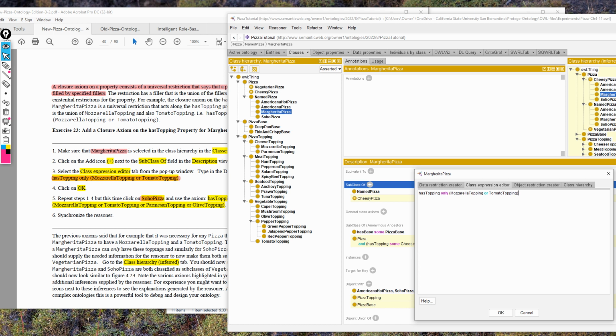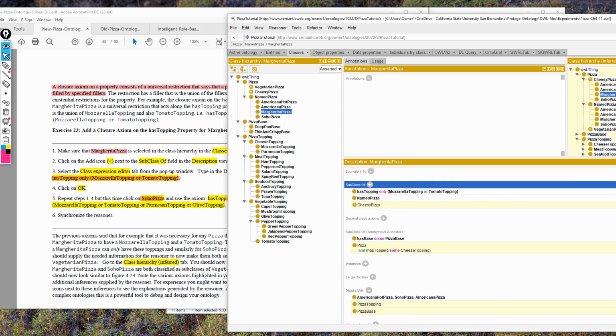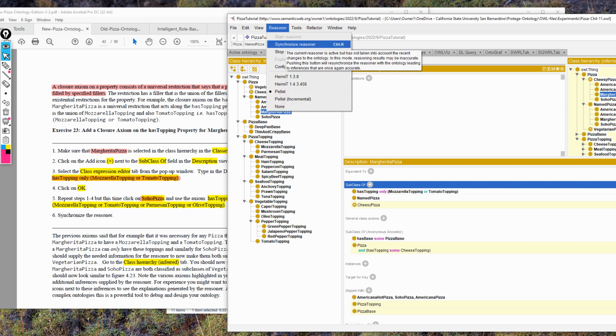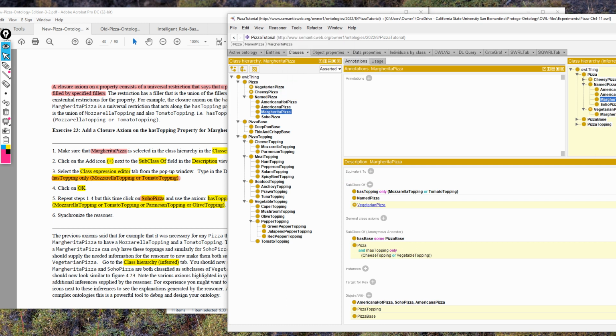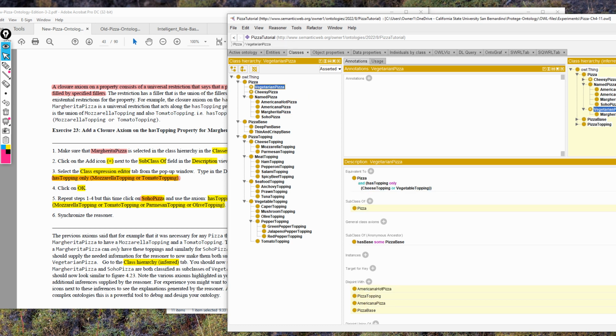Okay, so now I said okay. Now this is the closure axiom on a property, which consists of universal restrictions, right? Because it has only. So now when I run the reasoner, let's just synchronize the reasoner. Now you see that it's a vegetarian pizza, okay? Because it only has what? Cheese topping or the vegetable topping, which is the definition of the vegetarian topping, okay?